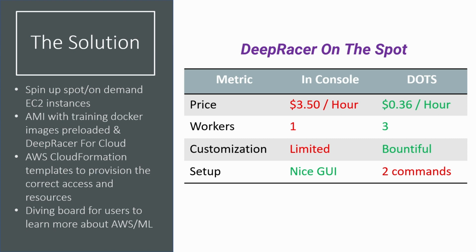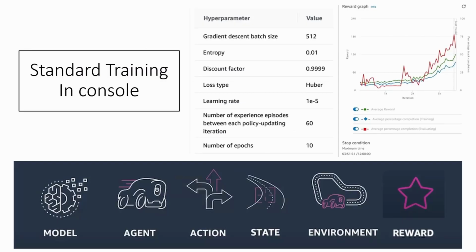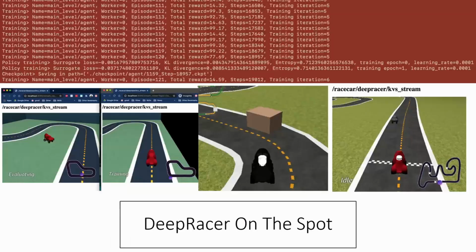DeepRacer on the Spot in the background is creating multiple CloudFormation templates to be able to provision these resources for you and serve as a diving board to follow along and see what resources are being created and how the AWS DeepRacer training actually occurs underneath the hood. For standard training in the console, there's just a few components you have control over, such as your action space, your hyperparameters, and the track that you want your car to race on.